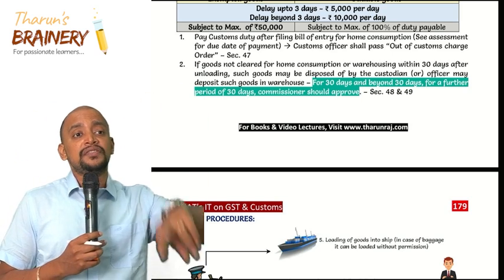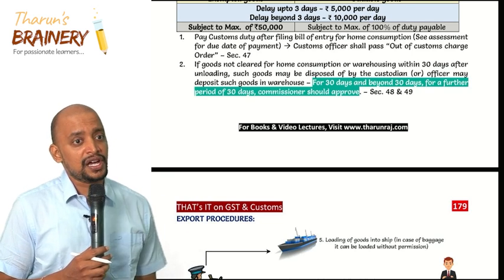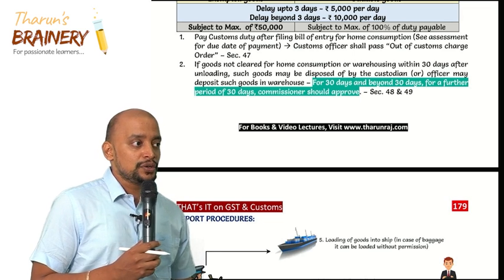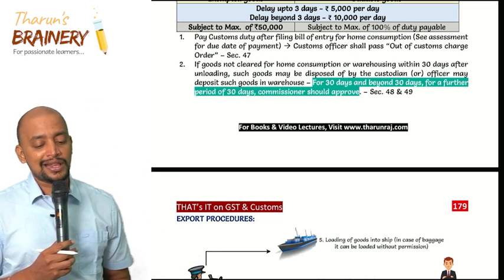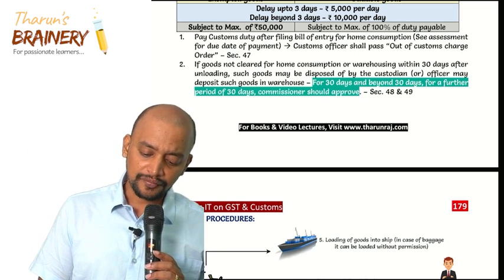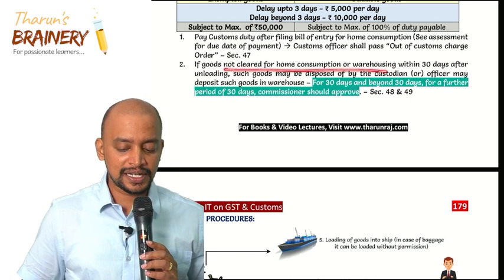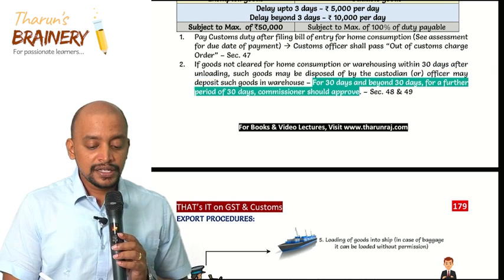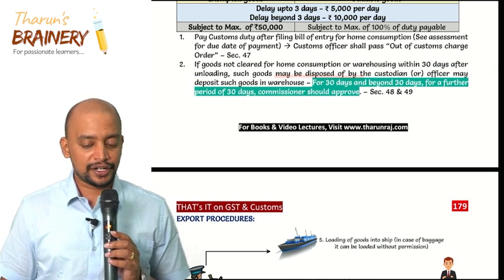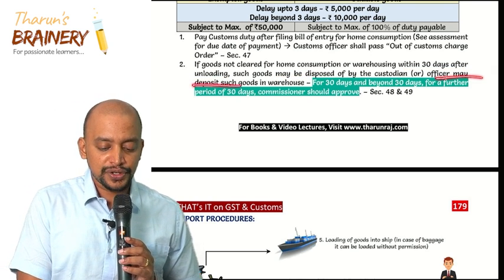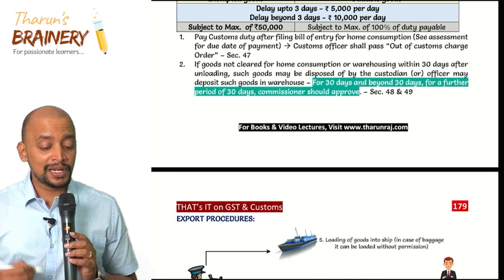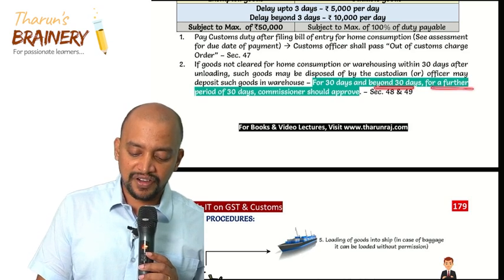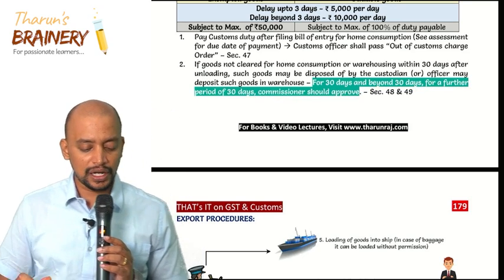If they keep the goods in the warehouse, for how many days will they keep them? Again 30 days. Every 30 days they will review whether to sell it off or to retain it in the warehouse. Say this point: if goods are not cleared for home consumption or warehousing within 30 days after unloading, such goods may be disposed of by the custodian, or the officer may deposit such goods in the warehouse. For how many days can it be kept? For 30 days, and beyond 30 days, for a further period of 30 days, the commissioner should approve.